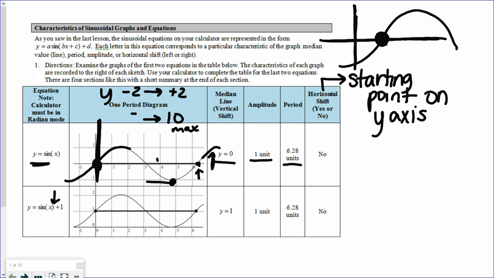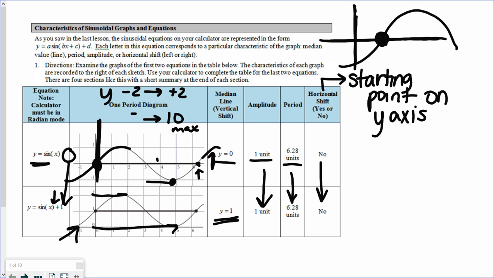And so when you would graph that out, you would get the graph that they have represented here. And so what we want to see is what changed by going from nothing to plus 1 here. So doing that analysis again, the median line is now at y equals 1. We see our maximum at the point 2, our minimum is at 0, so our median line is now at 1. Our amplitude is the same, our period is the same, and there's still no horizontal shift. So that is what looks like is being changed.